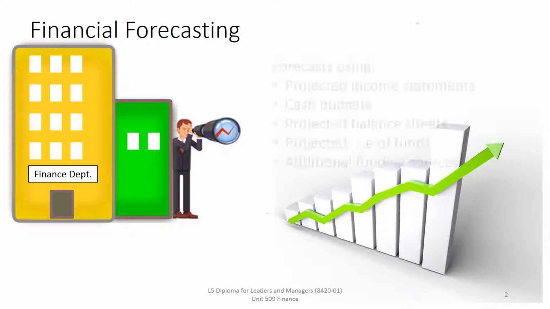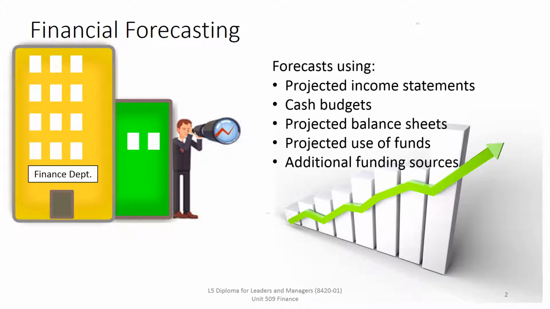So the financial department is going to be responsible for making forecasts, and they will use information such as projected income statements, cash budgets, projected balance sheets, projected use of funds, and additional funding sources. They'll bring all that together to try and make an accurate forecast, and it's important because it provides executives with the financial picture of what is expected in coming years, and they'll use that to determine their budgets, how they'll allocate funds, and how they'll agree to save or the need to borrow funds for certain projects.